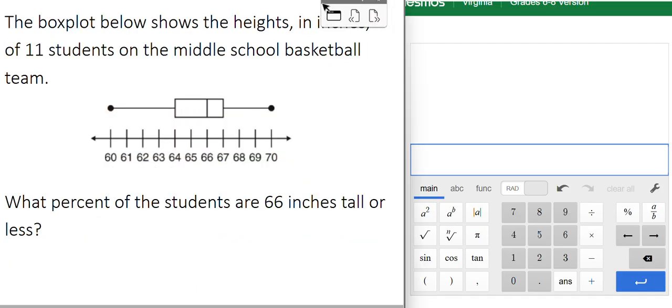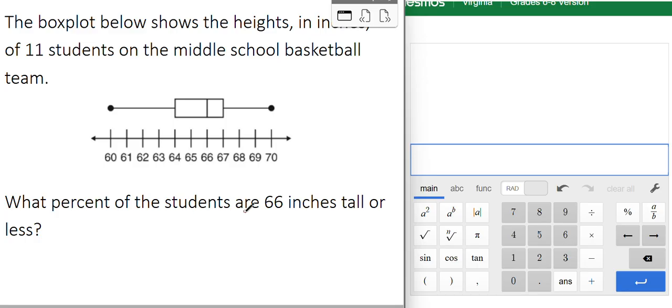Next, we're going to read this one. It says, the box plot below shows the height in inches of 11 students on the middle school basketball team. Again, let's look and see if this is consistent. 60, 61, 62, 63, and so on. They're going up by ones.